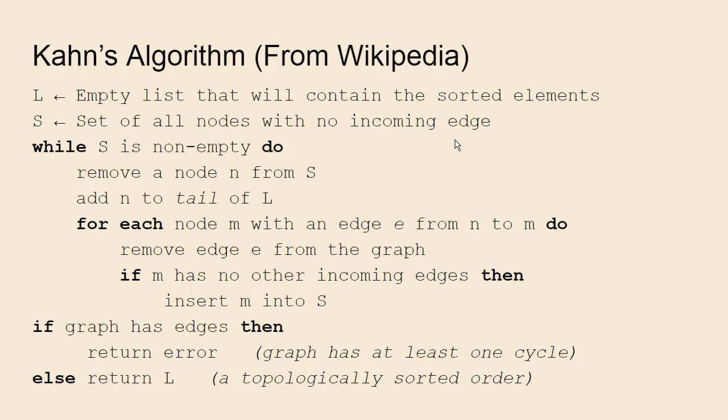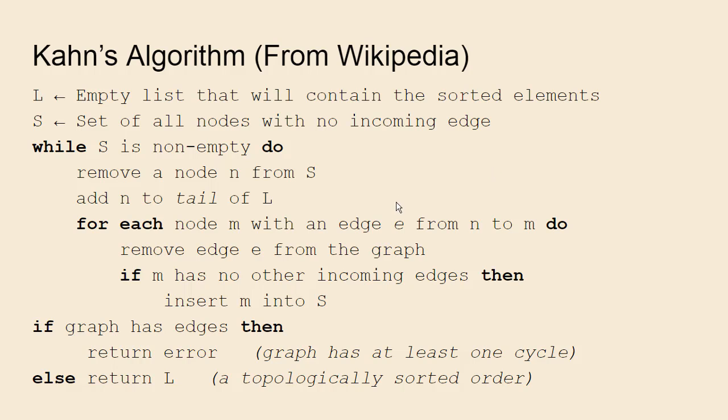So in this algorithm, we put them into a set. While the set is not empty, we take one from the set and then add it to the list of courses that we will take. L is the output. L will eventually be the list of all courses you can take, in the context of this problem.